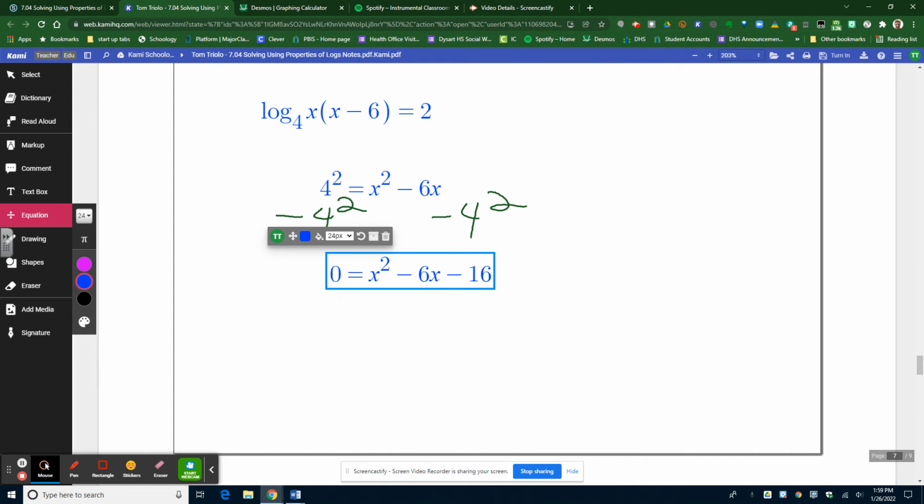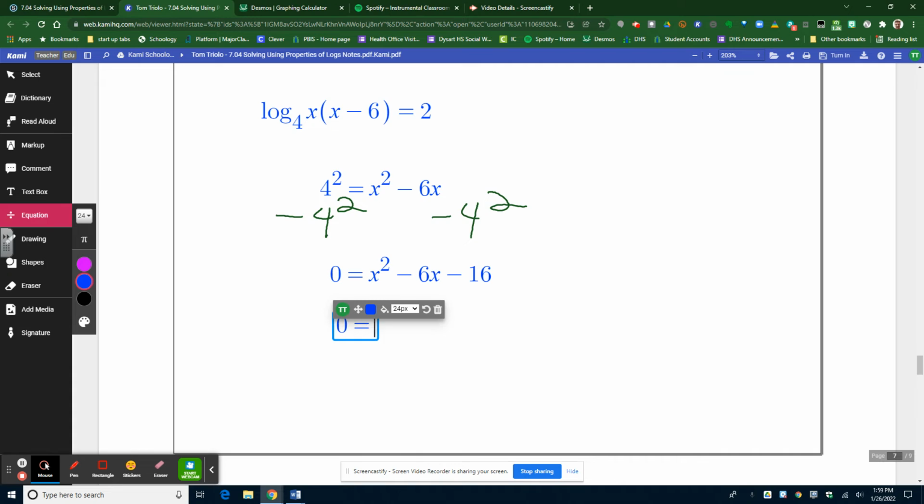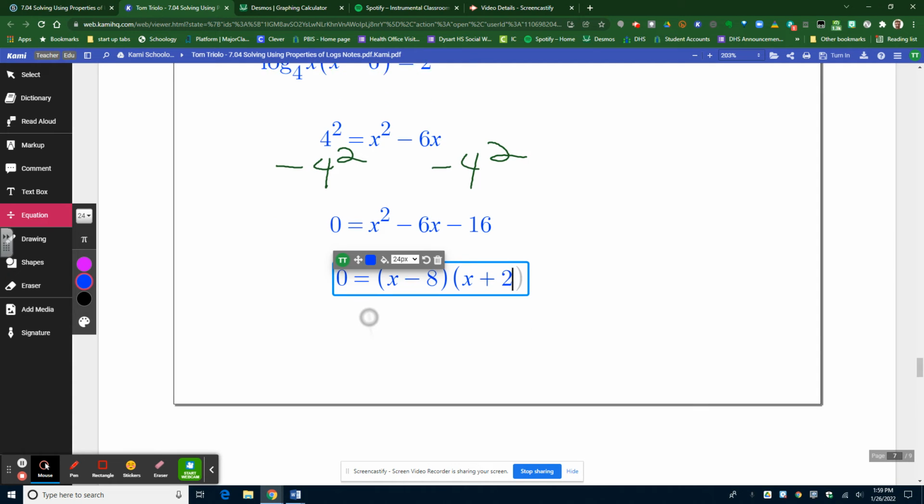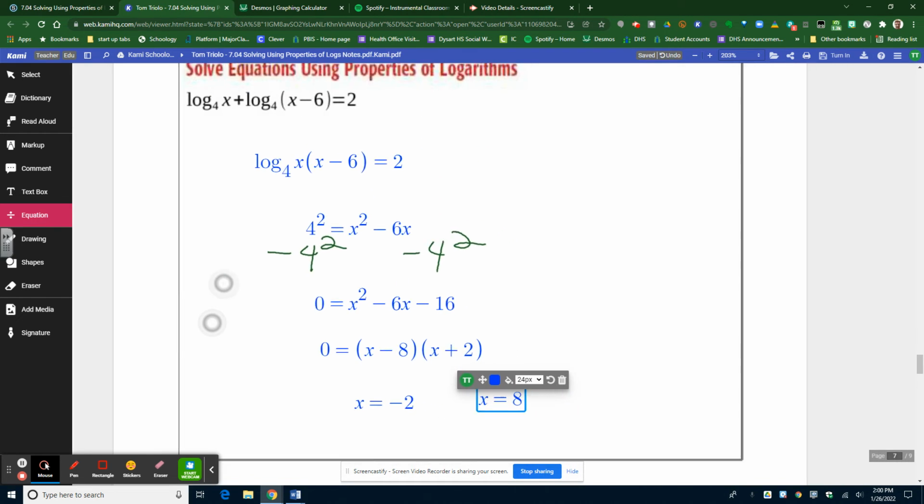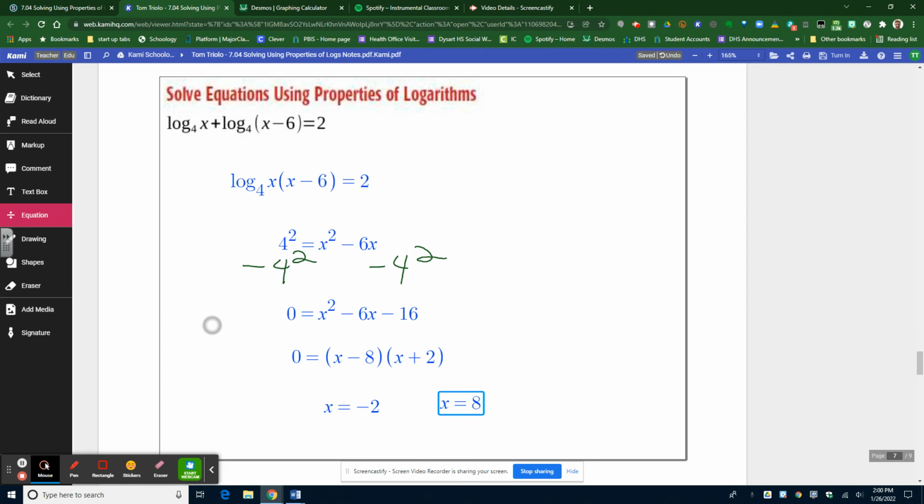6, 8 and 2, but one of them has to be negative. 8 is negative because the 6 is negative. So x minus 8, x plus 2. But remember, it's what makes the factor equal to 0. What do I add to positive 2 to get to 0? Negative 2. So I get x equals negative 2 is one answer. What do I subtract 8 from to get to 0? 8. Okay, with just a little bit of thought, and remembering I can't take logs of negatives, this one doesn't work.